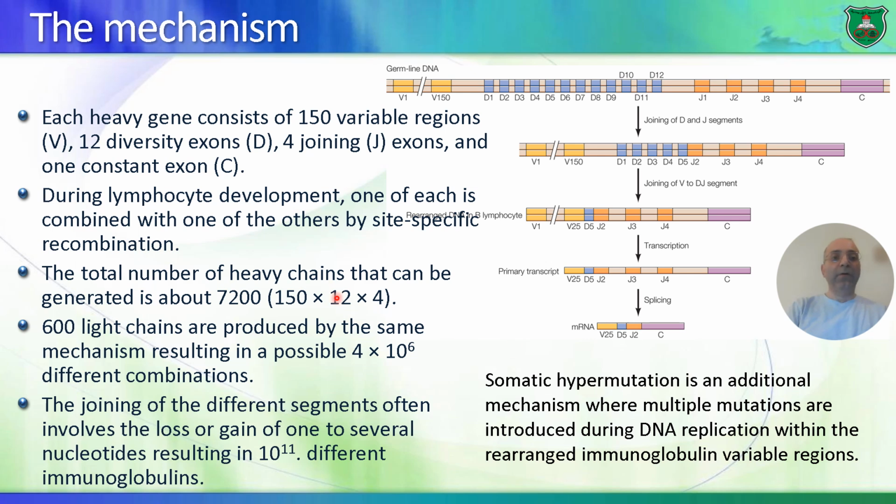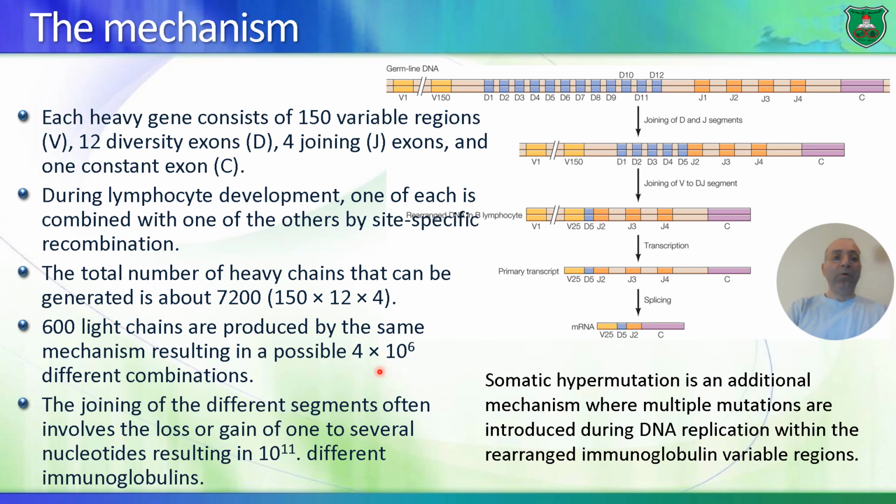Now if we consider that we have 150 V exons and 12 D exons, I'm sorry, 12 D exons and 4 J exons, we're talking about 7,200 different immunoglobulins that can be produced. Similarly, the same mechanism applies to the light chains, and 600 different light chains can be produced by the same mechanism. So if we multiply 600 by 7,200, we would get about 4 million different combinations of heavy chains and light chains.